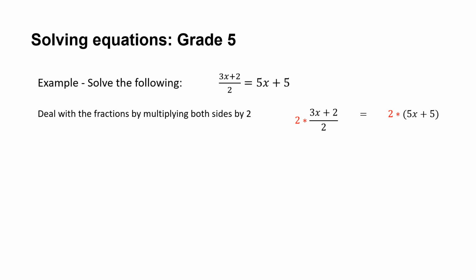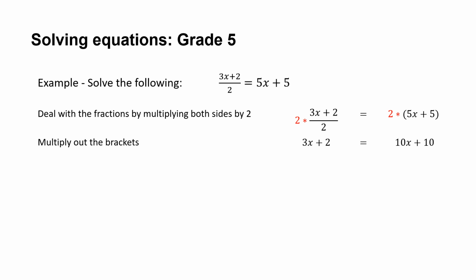So on the left-hand side, the 2's cancel out. So we're left with 3x plus 2. And then we're going to have 2 times 5x plus 5, which is going to be equal to, so yeah, you can see it there. So we have 3x plus 2. And then when we multiply the brackets out on the right hand side, we're going to get 10x plus 10.